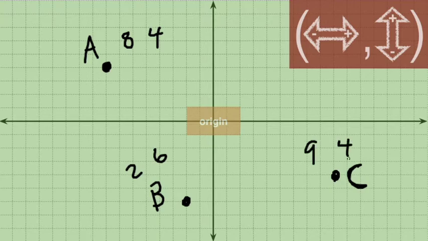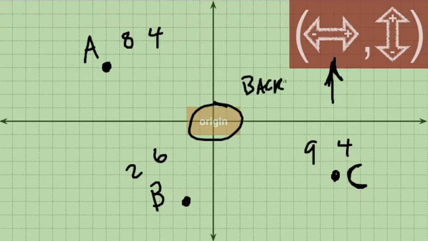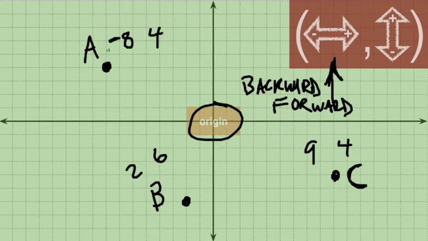The problem that they run into is which number goes first? And are either of these numbers supposed to be negative? Our first question is always going to be, starting at the origin, do I go backward or forward? In the case of letter A, I go backwards 8. Backwards is going to be a negative.